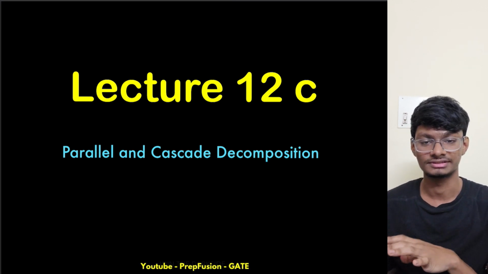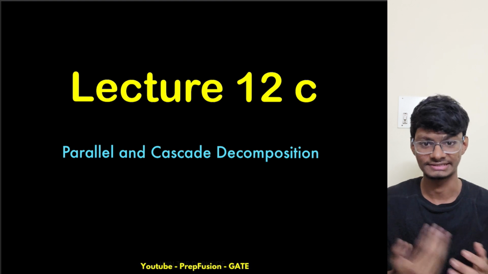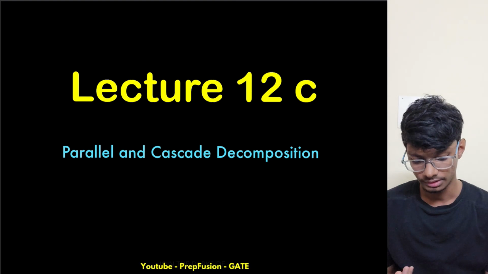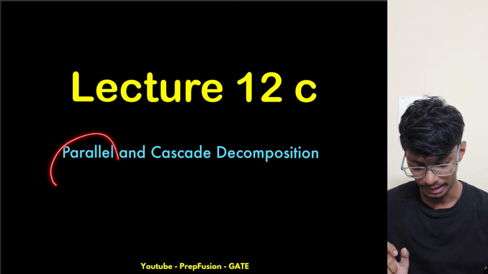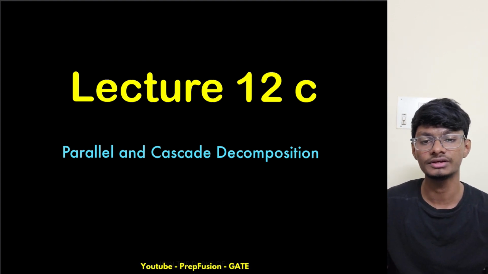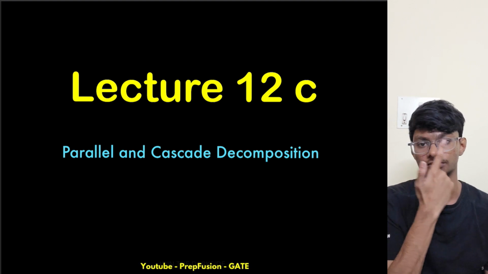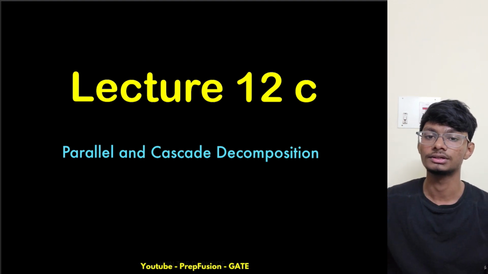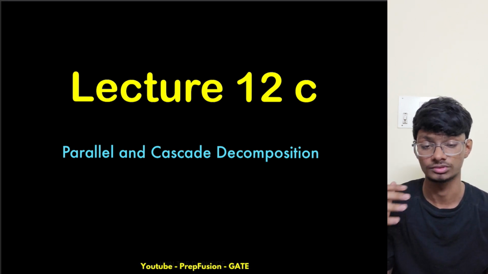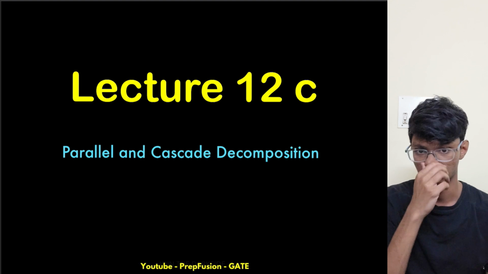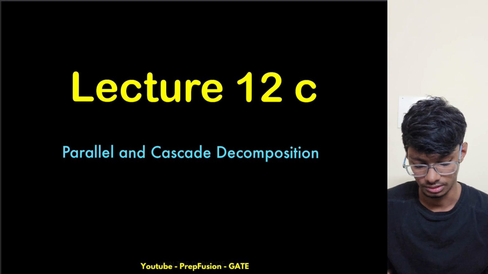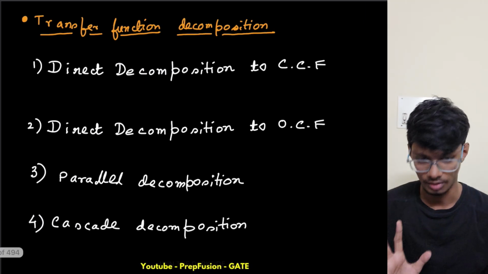This part of the lecture has been extended to C because we couldn't complete it in our time. In this lecture, we'll study the parallel and cascade decomposition of the transfer function. In the previous lecture, what did we study? We studied the direct decomposition of controllable canonical form, then the direct decomposition of observable canonical form. What do we mean by controllable and observable? We'll learn this in the next few lectures. So let's start with our lecture.